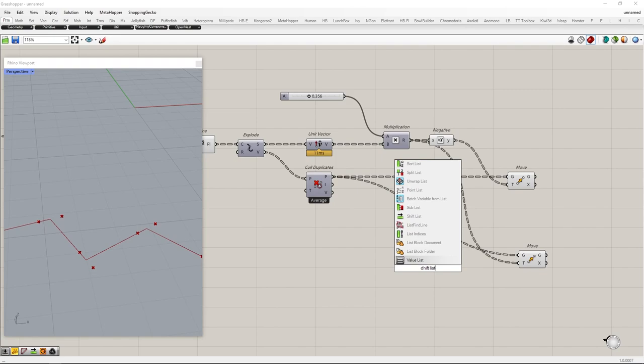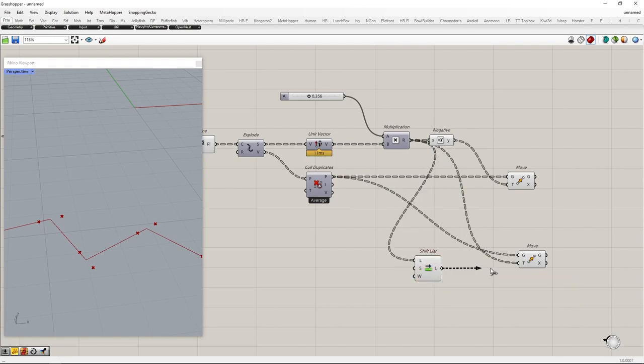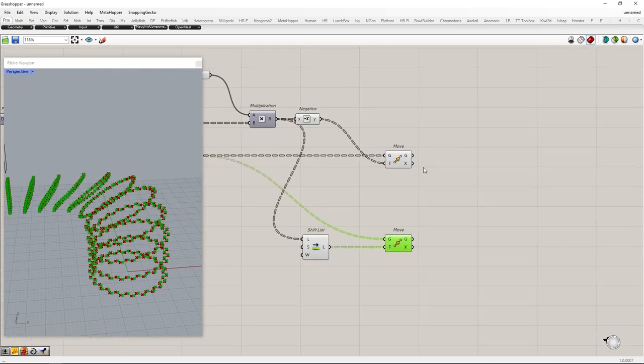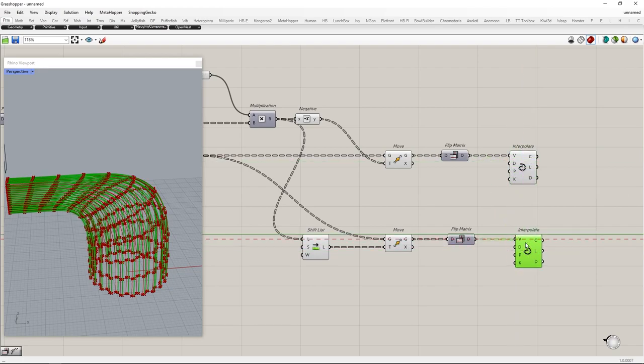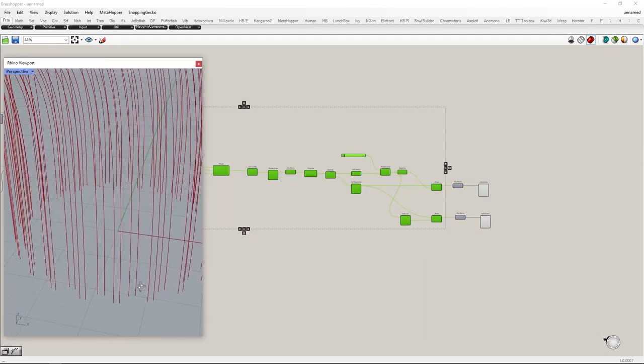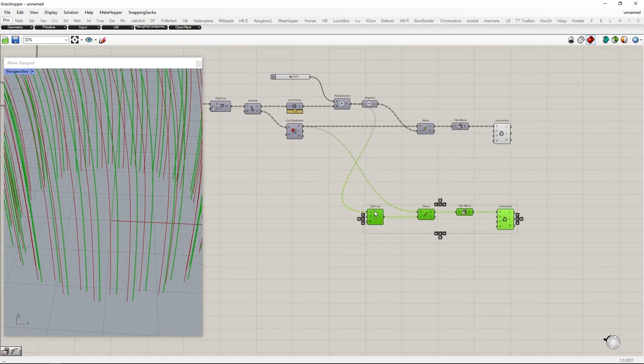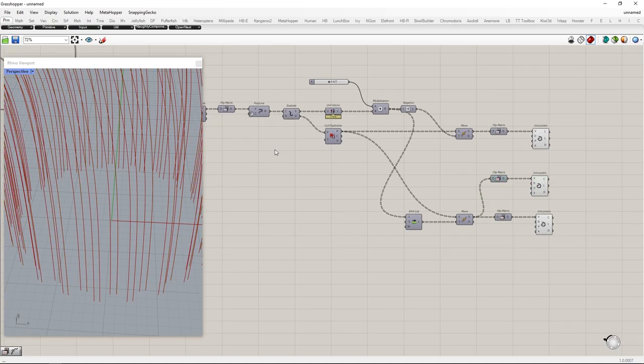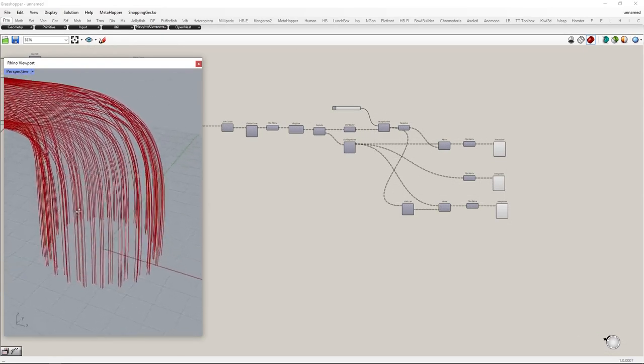To move each point to the other side of the segment, we do that by using shift list. Now we can make vertical grids between each set of points. Next, make a data tree that has three curves in one branch. We can follow the same process as the previous one by merging these three curves.